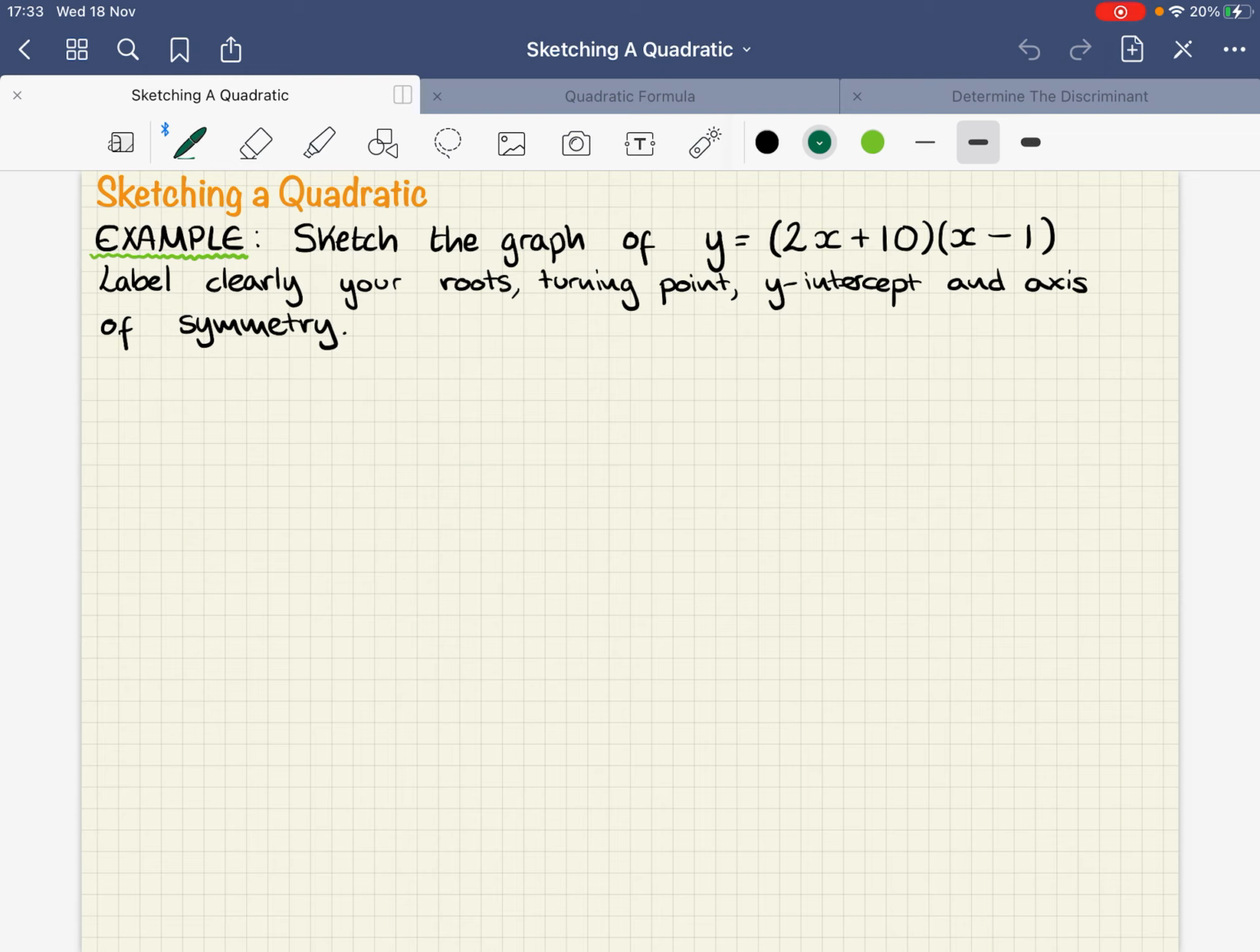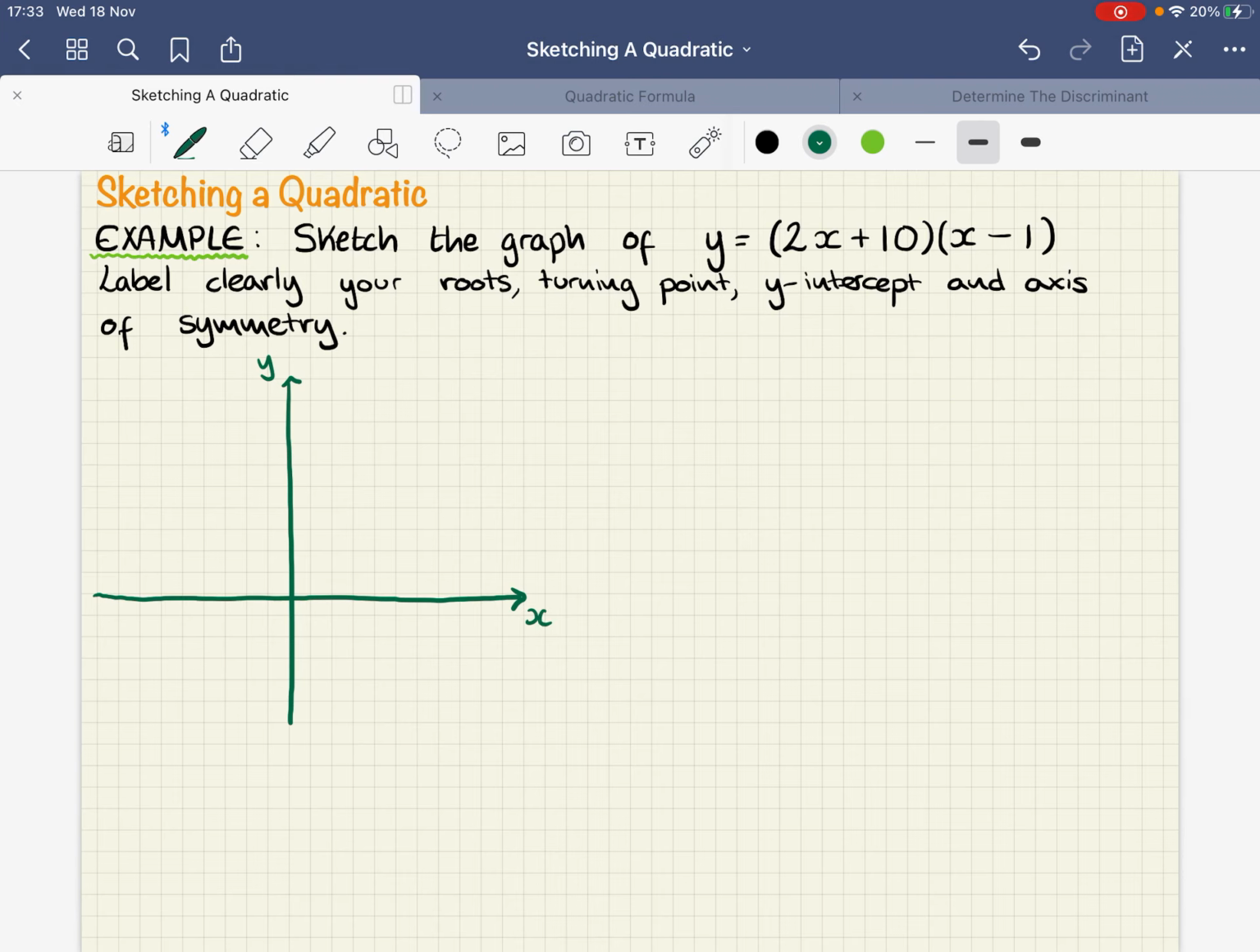So to start off with, I'm actually just going to draw my axes so I'm ready to sketch things on as I figure them out. And you must do the sketching part, even if all your numbers and calculations are correct at the side. If you don't sketch it, you won't get any marks. So I've got my x and y axes ready.